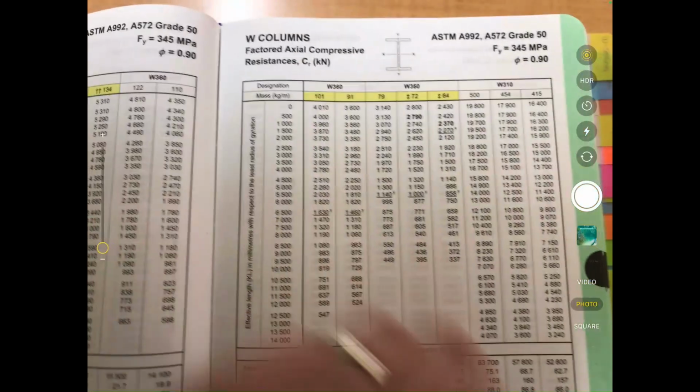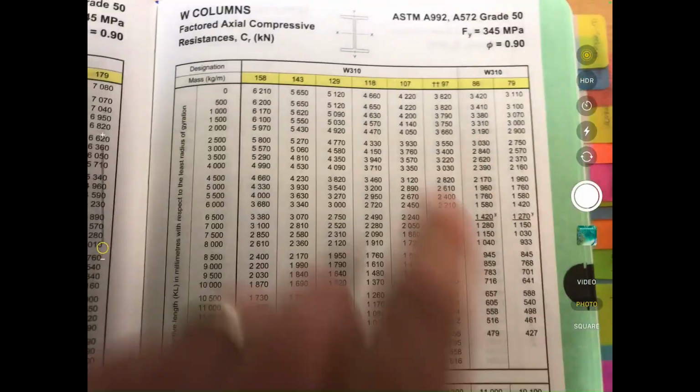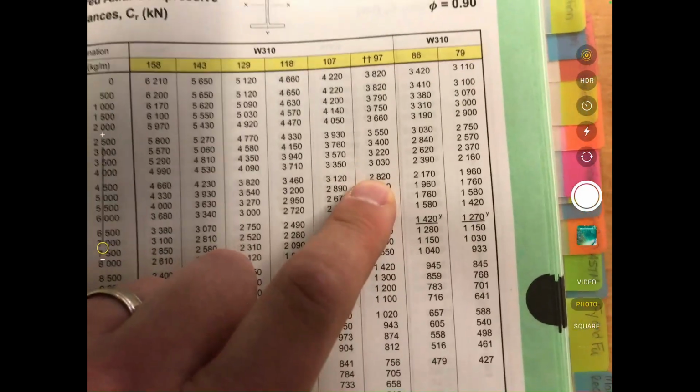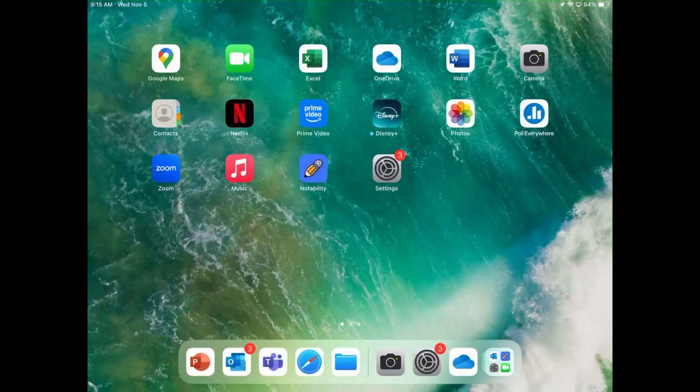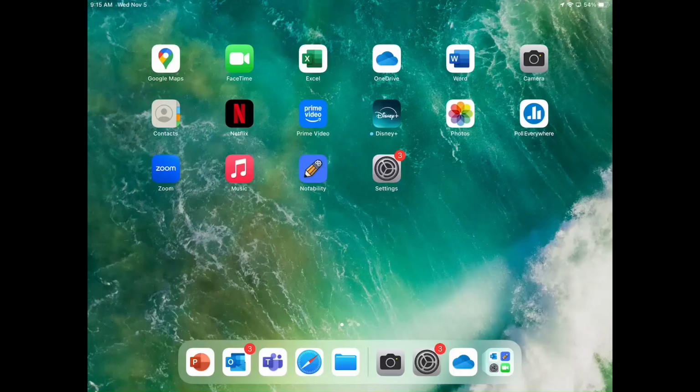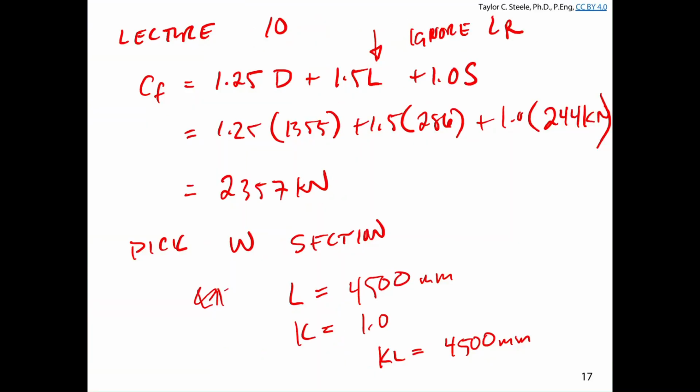And just to remind us all here, the lightest one was the W310 by 97, and it was also the stronger of the sections that I'm considering there. Okay? Are there any questions about that process of picking a section that might work, that happens to be more economical than other available sections in the handbook?